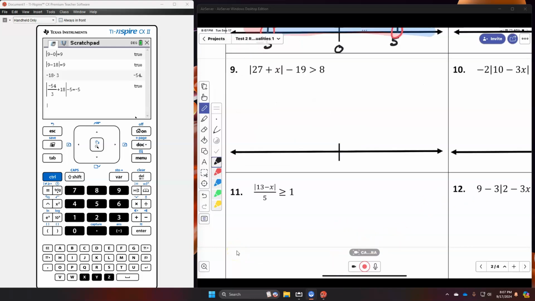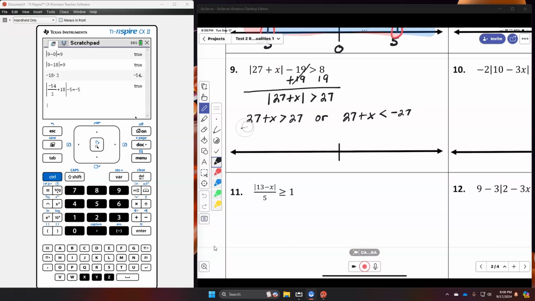Number 9, we have that negative 19 that we have to deal with. So what you're going to do is add 19 to both sides. So you have the absolute value of 27 plus x. Negative 19 plus 19 is gone. Greater than 8 plus 19 is 27. So you have 27 plus x is greater than 27. And it's greater, so it's going to be or. 27 plus x is less than, and since that's positive 27, it's going to be negative 27.